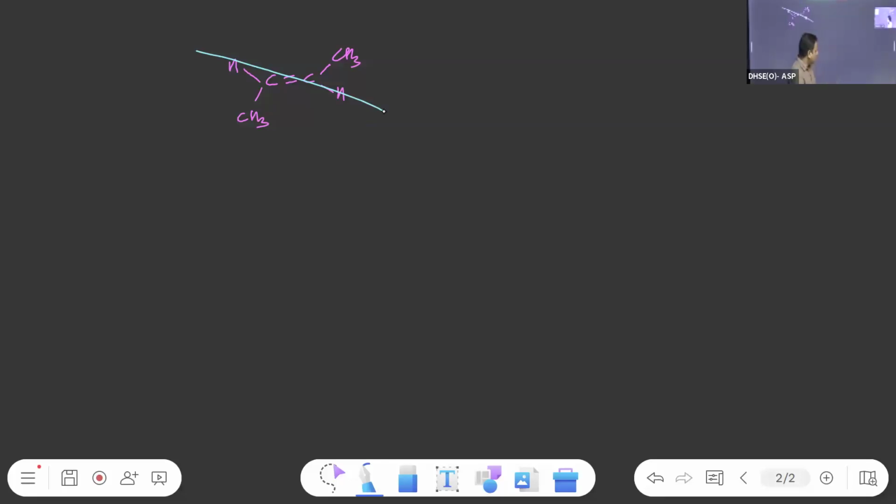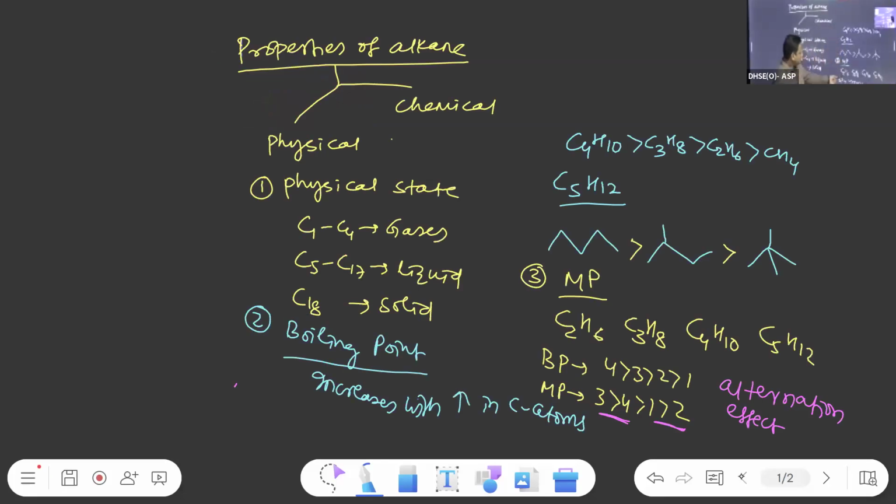You can see the order written back there. Note this down quickly. Alkenes with even number of carbon atoms have symmetry and hence better packing in the crystal lattice, so possess more melting point.